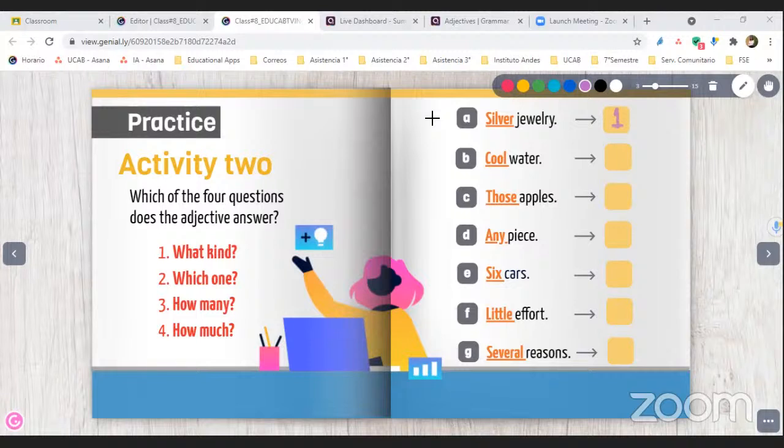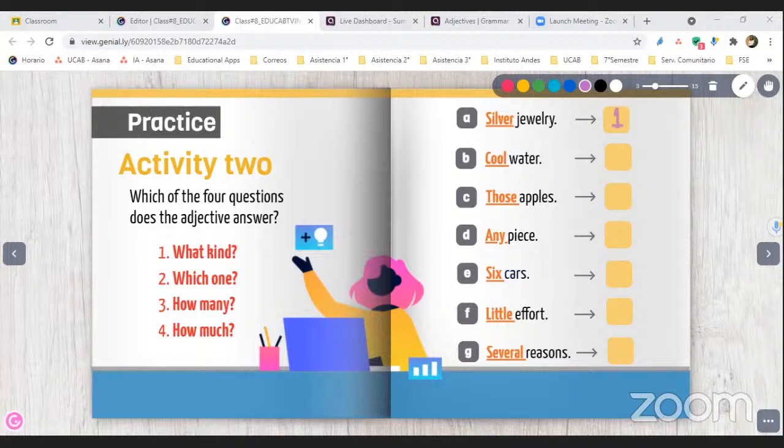Cool water. Cool water. Let's see, which question do you think the adjective is answering? Let's see, Esteban is not answering me. Maybe Leticia, can you help us?